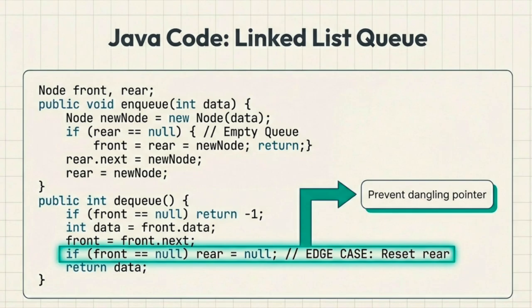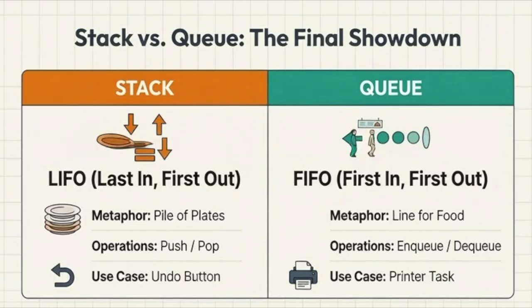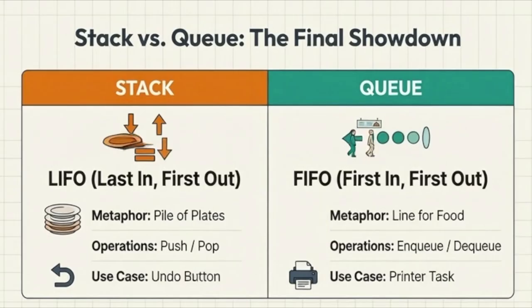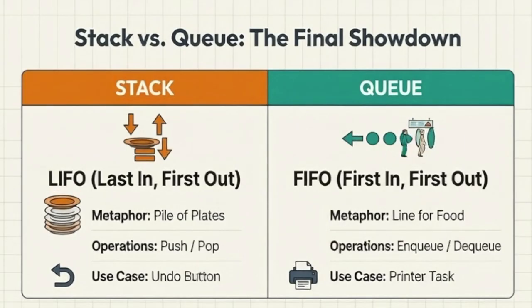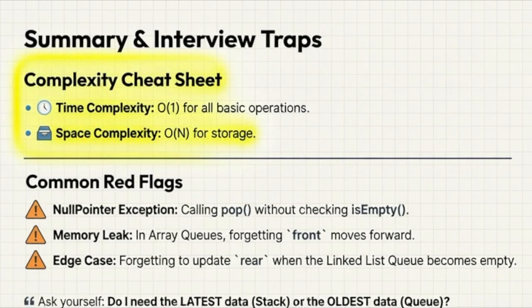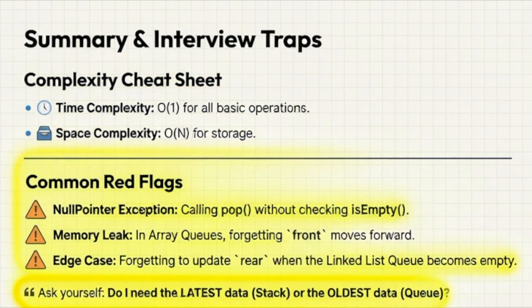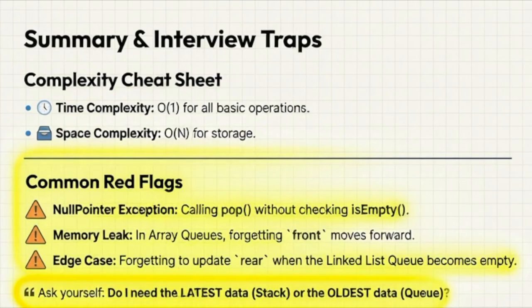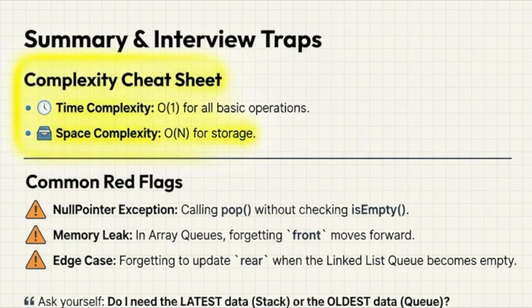Let's summarize the showdown. Stack uses LIFO, think piles of plates or the undo button. Queue uses FIFO, a line for food or a printer task. Before you go into an interview, remember these complexity cheats. All basic operations are Big O(1) time complexity. Space complexity is Big O(n). Watch out for the red flags. Never call the pop method without checking isEmpty.